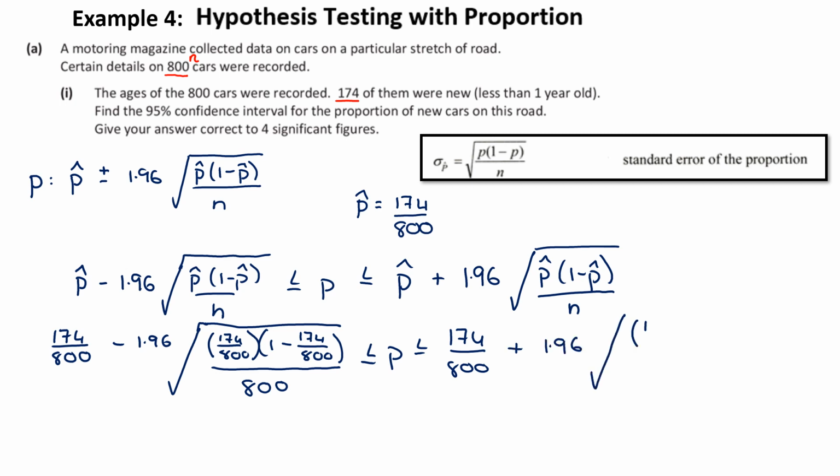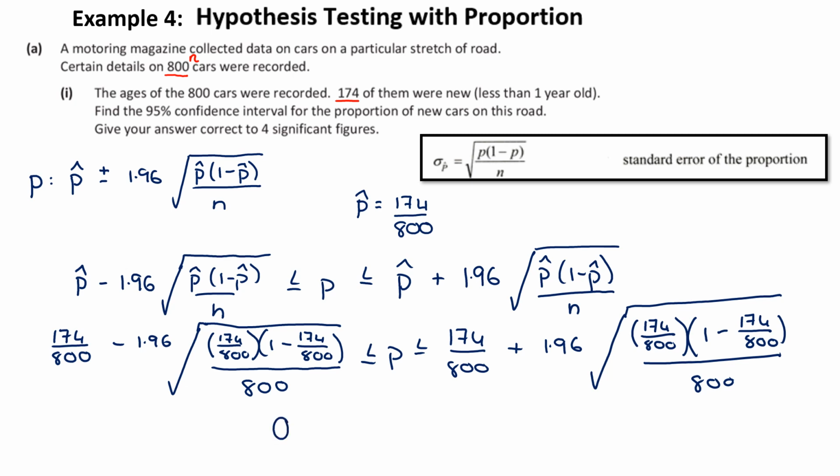Square root of 174 over 800, 1 minus 174 over 800, all over 800. Just a little trick here: if you put one side of that into the calculator, you can go back and simply change the plus to a minus, and you'll figure out very quickly the second answer without having to retype everything. So when you put that into the calculator, we get 0.1889 less than or equal to P less than or equal to 0.2461.